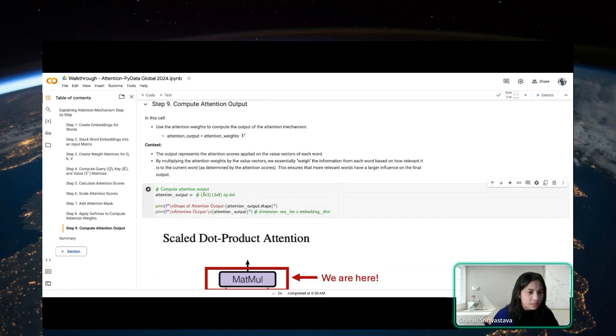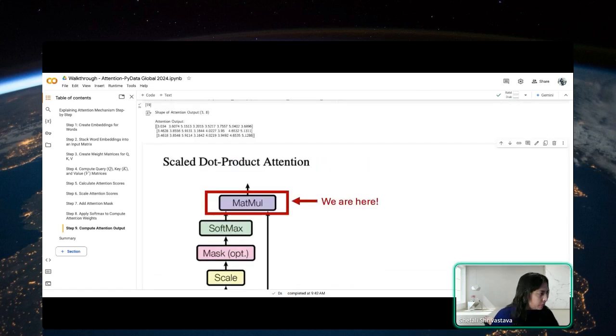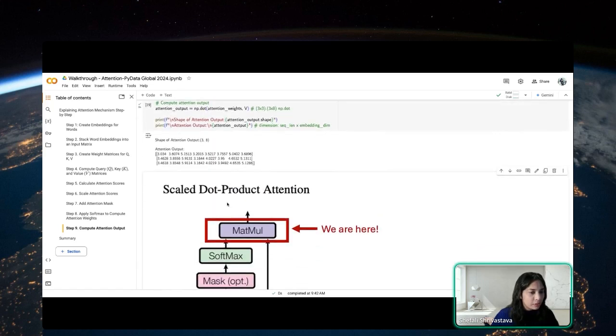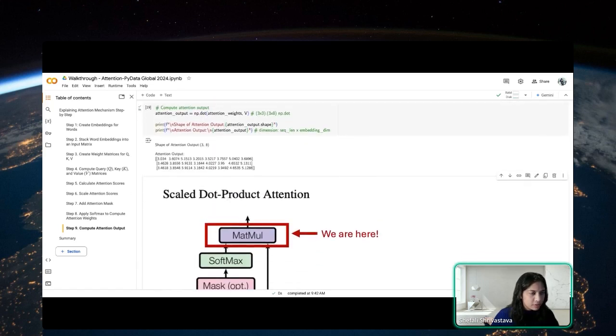Okay, perfect. So when we run this code, we will see that now we're back to the original input size that we put in, because now our information has been weighed by the attention score and our matrix is of the size 3 by 8. You can see the final attention output down below. This would feed into the subsequent layers, and I'll talk about parallelization in a second.